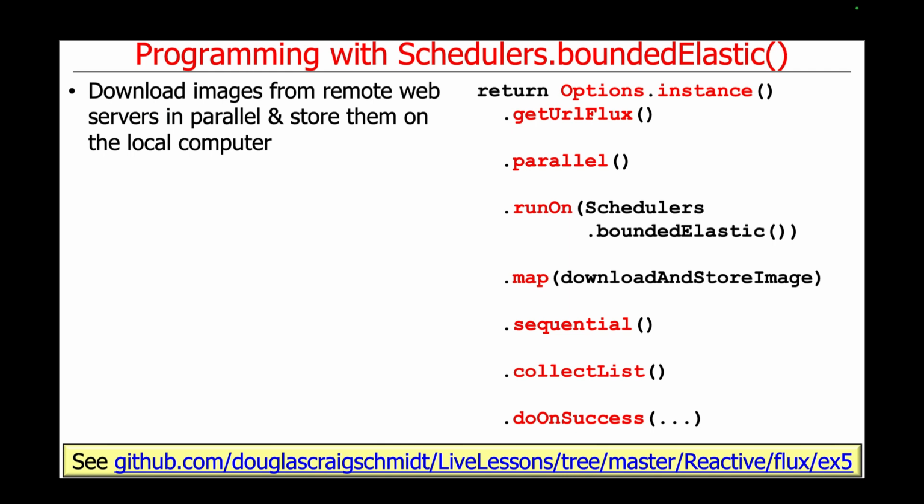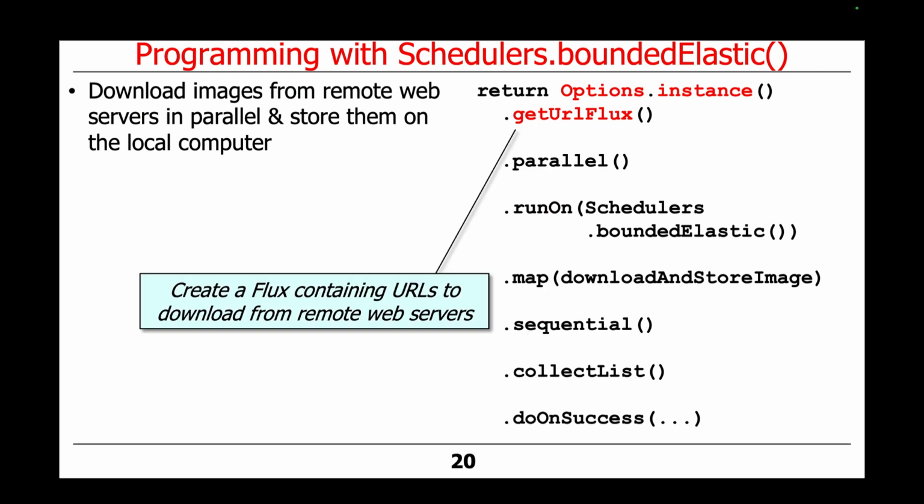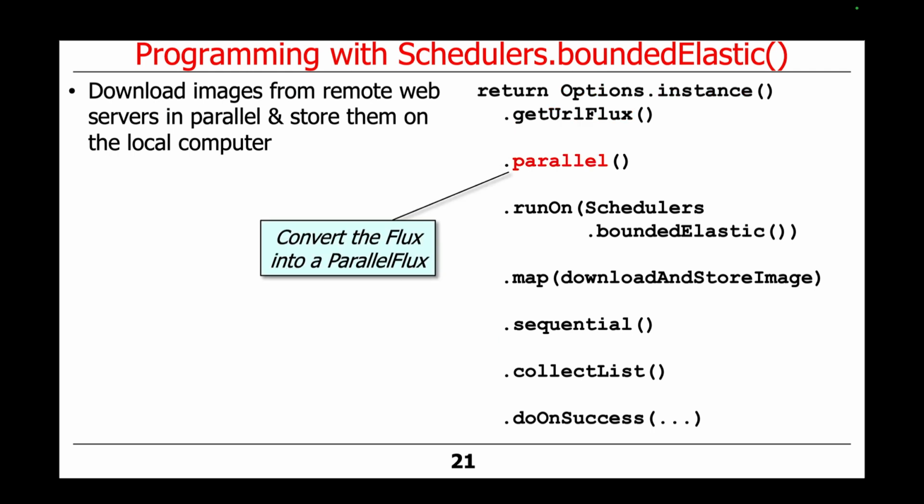This particular example can be found in the EX5 project in my Reactive Flux folder in my LiveLessons GitHub repository. It downloads images from remote web servers in parallel and stores them on the local computer's file system. As you can see here, the first thing we do is call a factory method to create a flux that contains URLs to be downloaded from these remote web servers. We then convert the flux to a parallel flux by calling the parallel factory method. Notice there are no parameters passed here, so it'll default to the number of cores available on the platform.